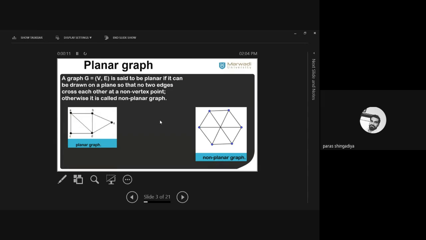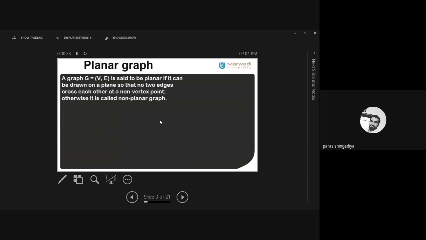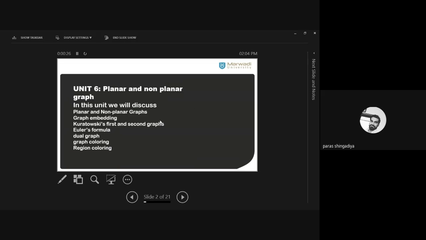Okay, so let's start the session. Yesterday we had discussed this topic. Okay, concept of unit number 6, planar and non-planar graph. Okay, and this is the first topic of unit number 6. These are the various topics that we'll learn in this unit.